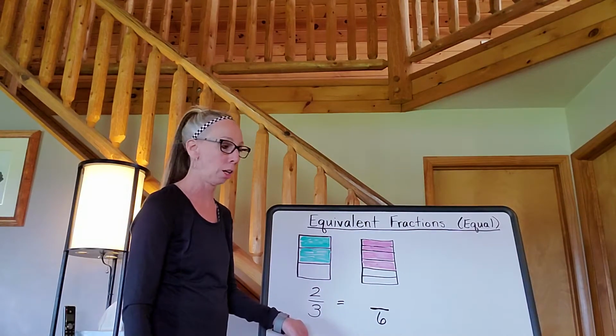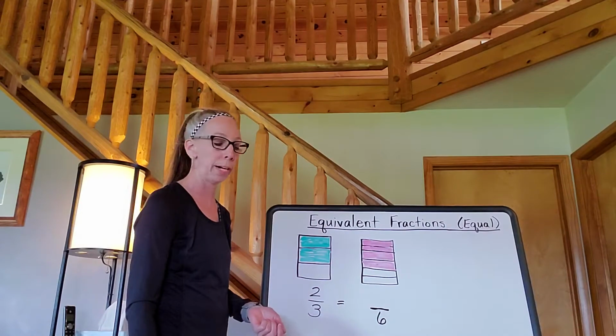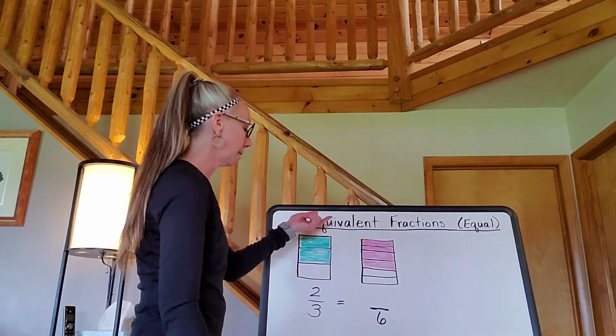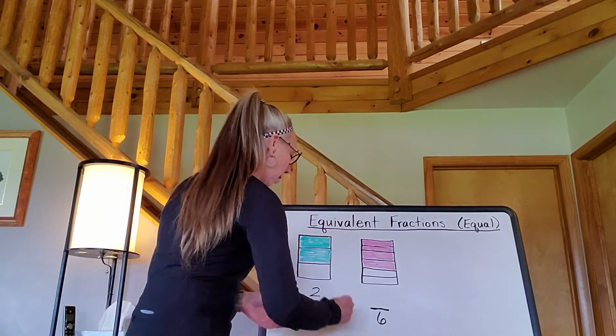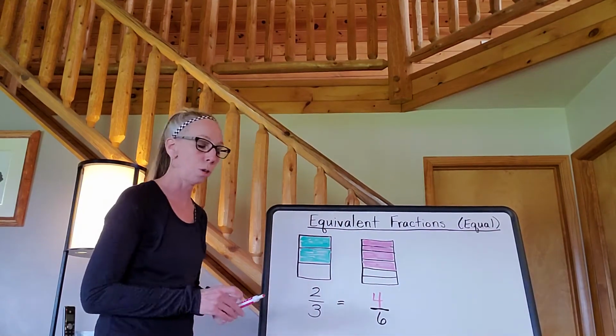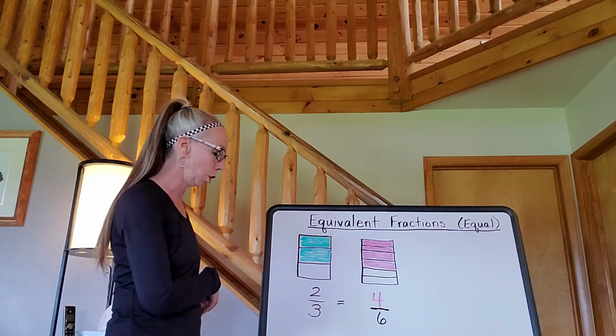6 pieces altogether. And now we have to figure out the numerator. And remember, the numerator is how many pieces are shaded. So let's count them. 1, 2, 3, 4. So there are 4 out of 6 that are shaded. So 4/6 of the fraction is equal to 2/3.